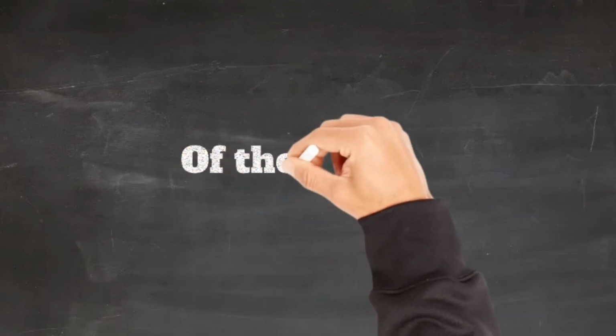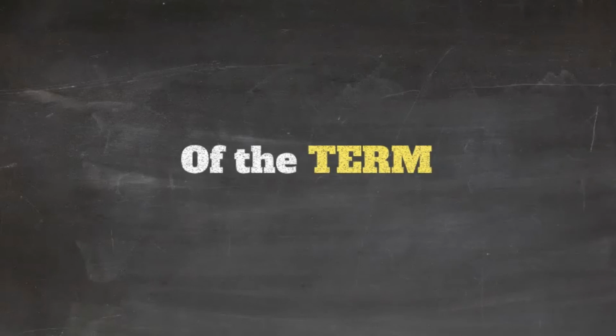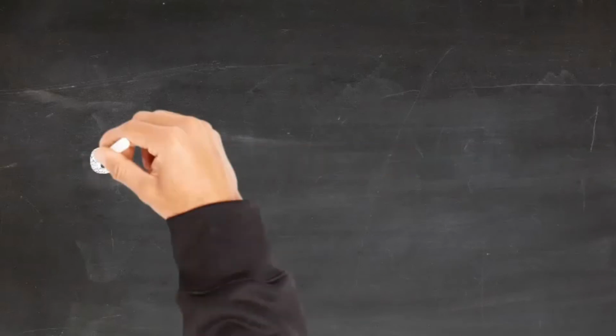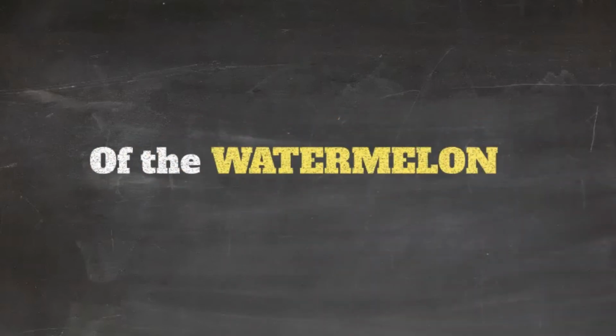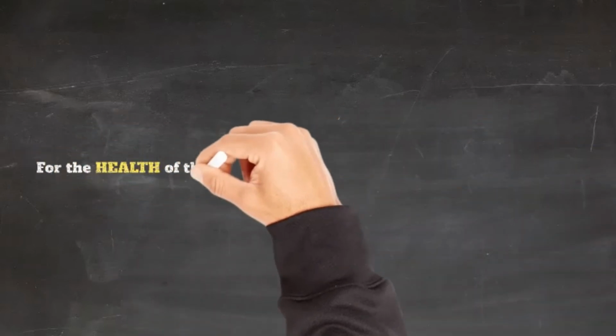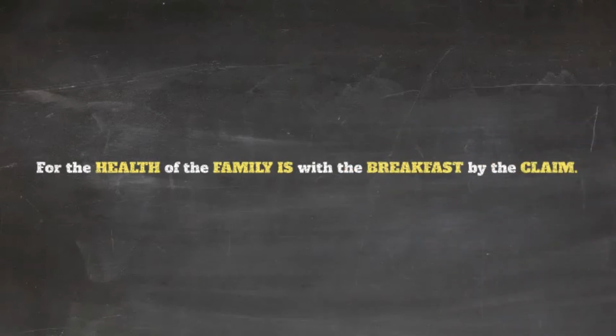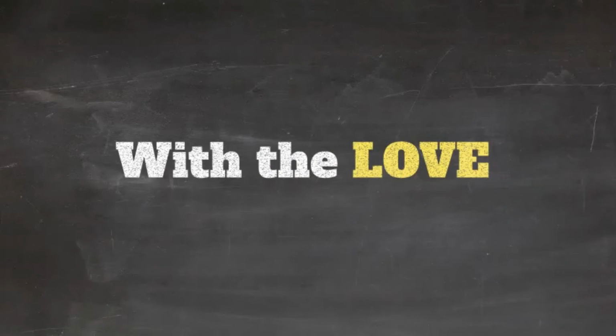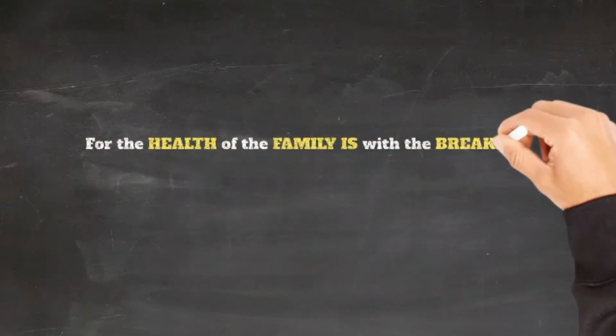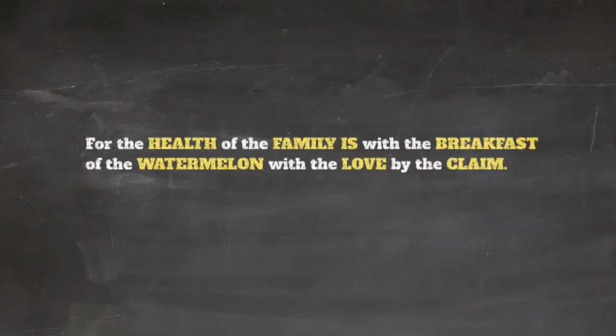To add a term, and or terms to this statement. The term being, what was for breakfast? We could say, of the watermelon. Furthermore, looking at this statement, the condition, I would say is with the love. This statement with terms and conditions could read like this. For the health of the family is with the breakfast of the watermelon. With the love, by the claim.